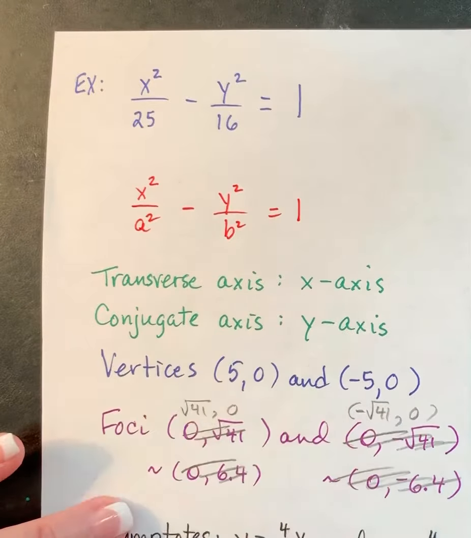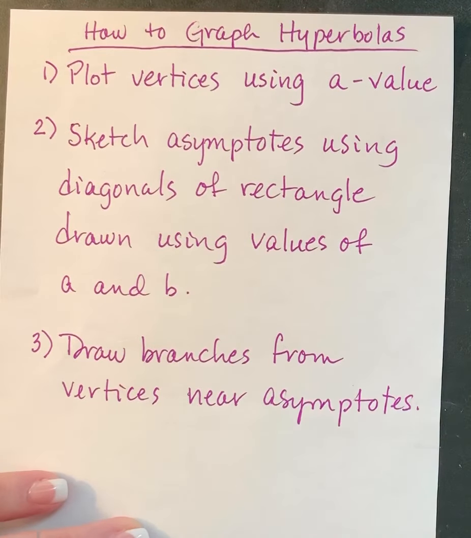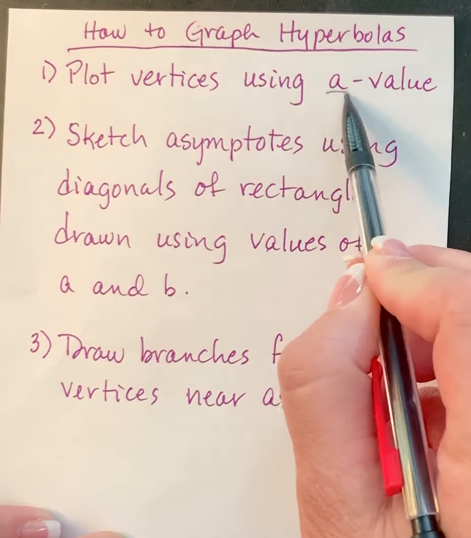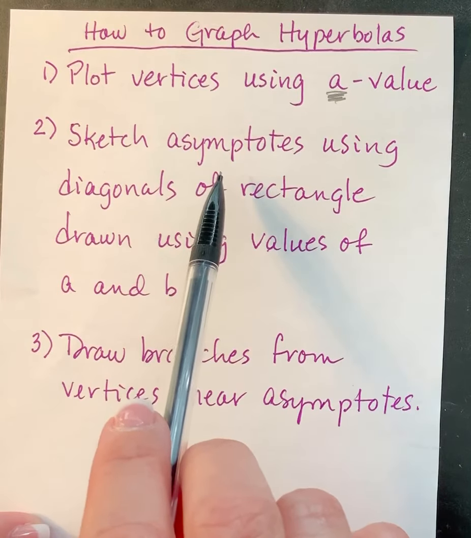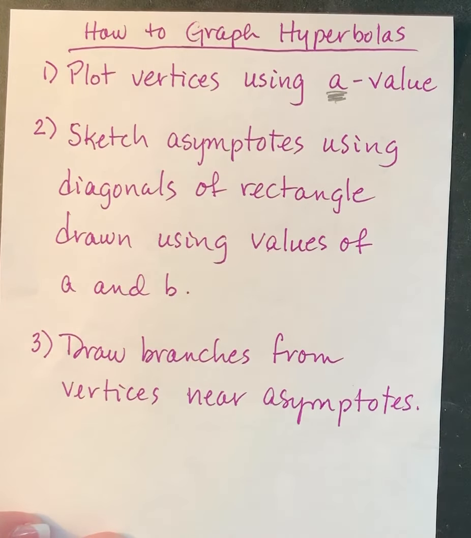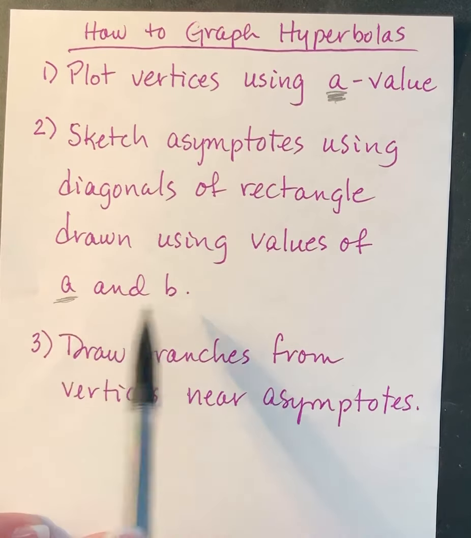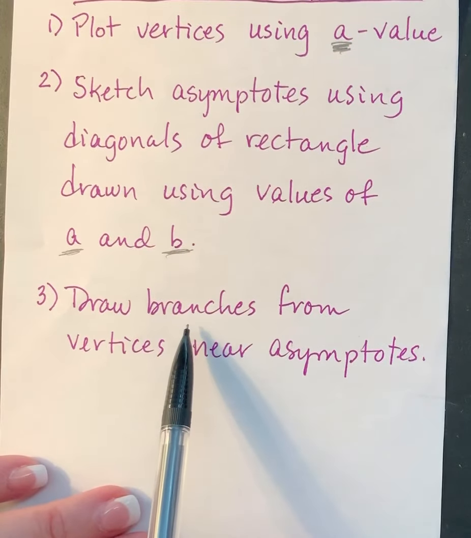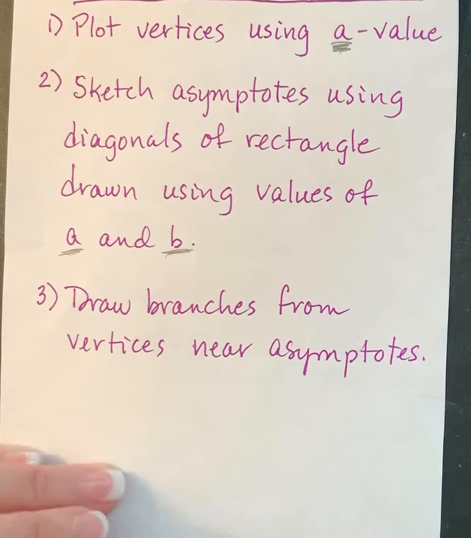So the b is going to help you draw the asymptote. Okay, so here's the general game plan, how to graph hyperbolas. First thing you're going to want to do is plot the vertices, and those come from using whatever a is. And then you're going to want to sketch the asymptotes, and the asymptotes are going to be diagonals of a rectangle that you draw using the values of a and b. And once you have the asymptotes, then you can draw in the branches of the actual hyperbola from the vertices, and you just draw it near the asymptote.